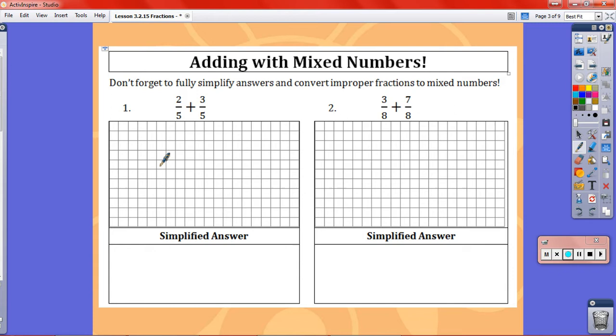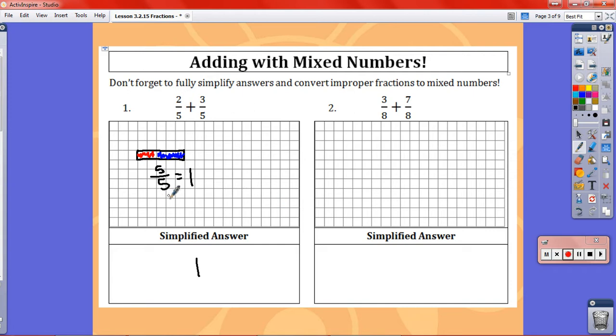We have fifths. So if I draw fifths, just go ahead and section off 5 boxes, like so. And I have 2/5 first. 1, 2. And then I add 3/5. 1, 2, 3. Well, now the whole thing is filled in, so that means that I have 5 pieces, 5/5, which is the same as 1 whole, because the whole thing is filled in.